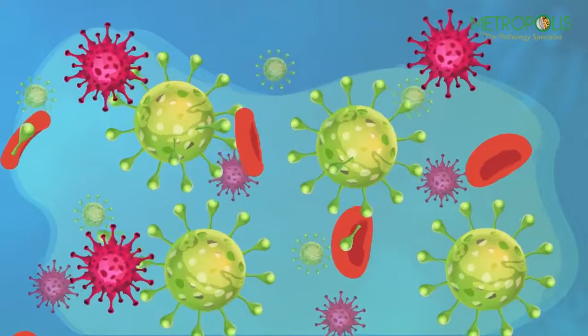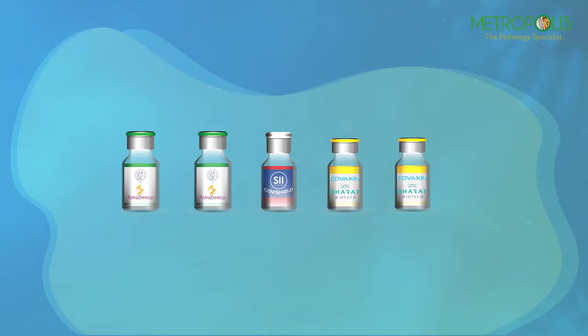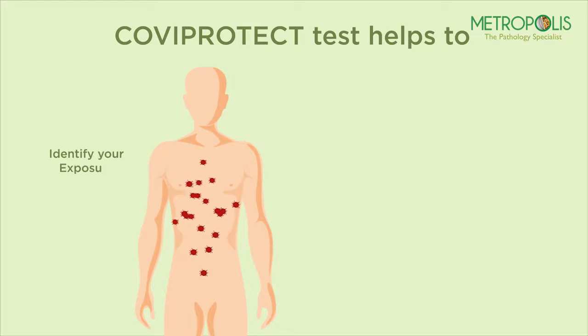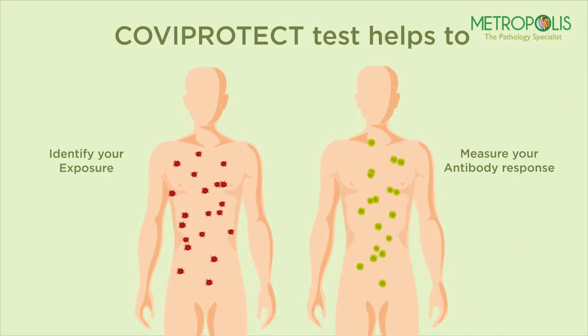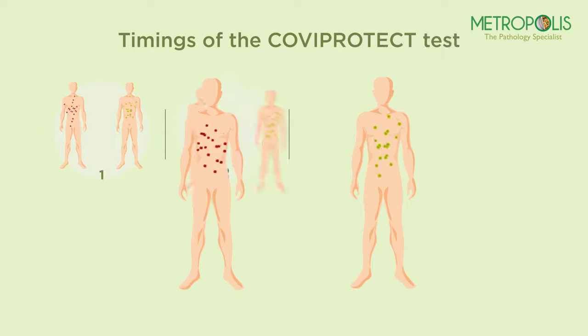Most current COVID-19 vaccines, either approved or in development, induce antibody response against the viral spike protein. The COVIPROTECT test helps to identify your exposure to the SARS-CoV-2 virus and measure your antibody response to vaccination, indicative of the effectiveness of a vaccine. Timing of the COVIPROTECT test.